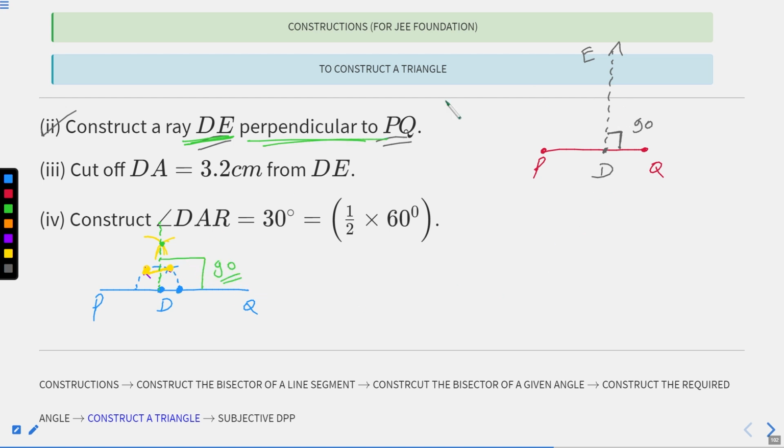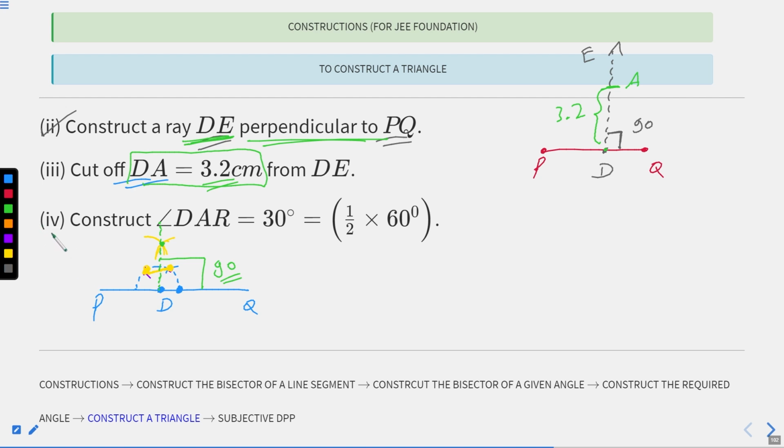I hope this is equal. Okay, now what? Now cutting off DA of 3.2 centimeter from DE. Just using a ruler, I'll put the ruler's 0 here and see wherever it makes a mark on this DE line of 3.2 length. I'll say that point as A, and DA is of length 3.2 centimeter. I hope this is clear.